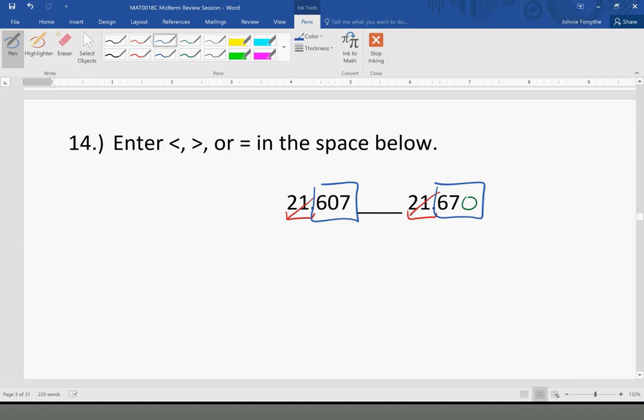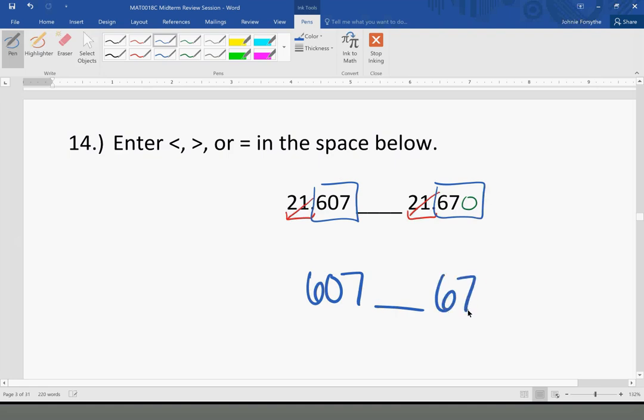And I want to use blue. We're comparing 607 to 670. The reason we have to put that 0 there is because that helps us to properly compare them. So now, 607 versus 670.